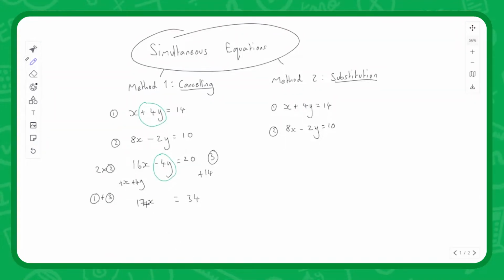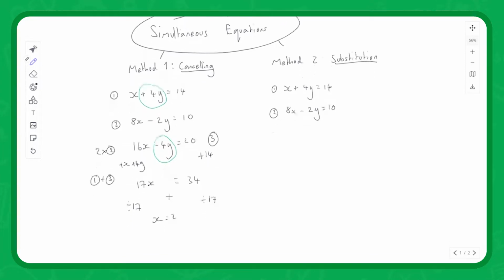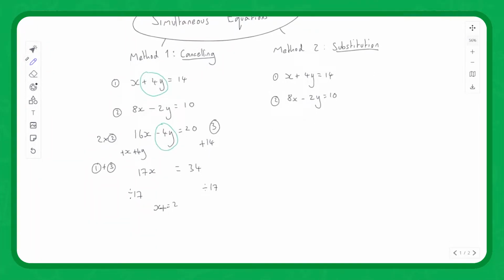So we've got 17x equals 34. I want to get x on its own, so I want to cancel out that multiplication by 17. The opposite of multiplying by 17 is dividing by 17, and so I can divide by 17 on both sides. That's going to leave me with x equals 2. Now that I've got my value for x, I can take that value, and whenever I see x, I can substitute in x equals 2.